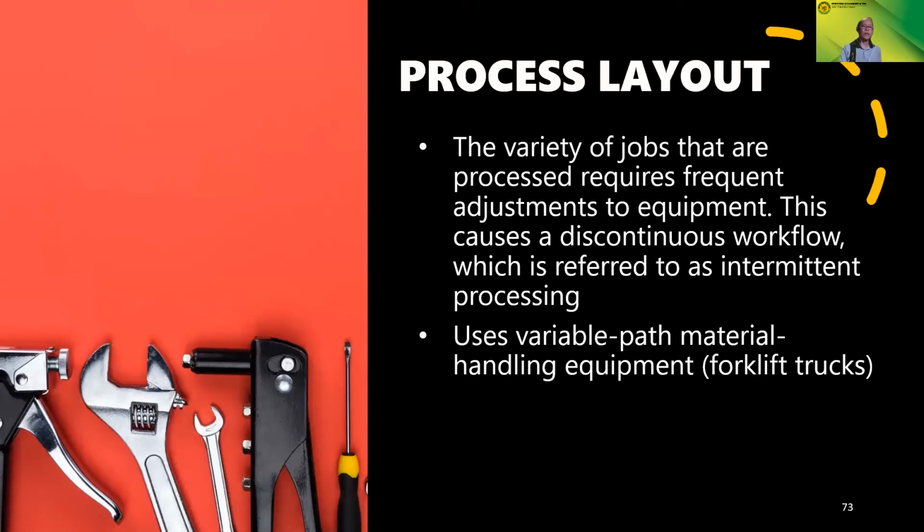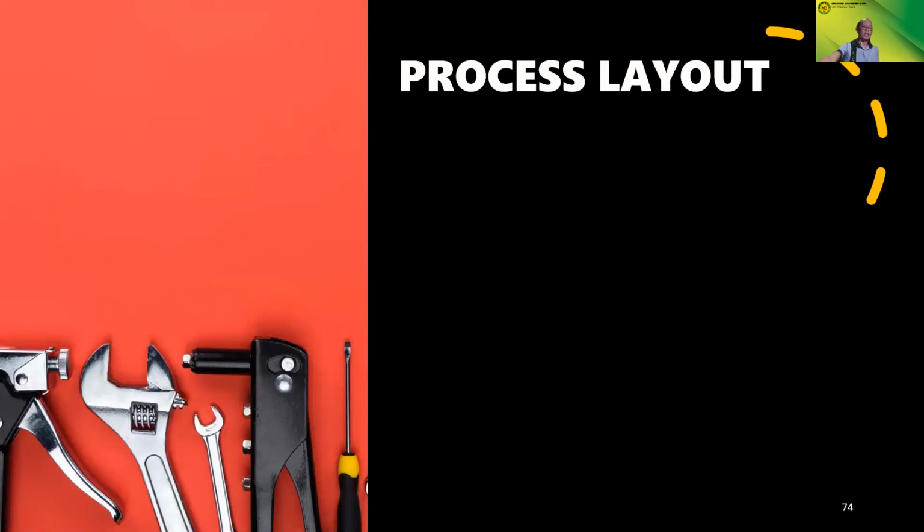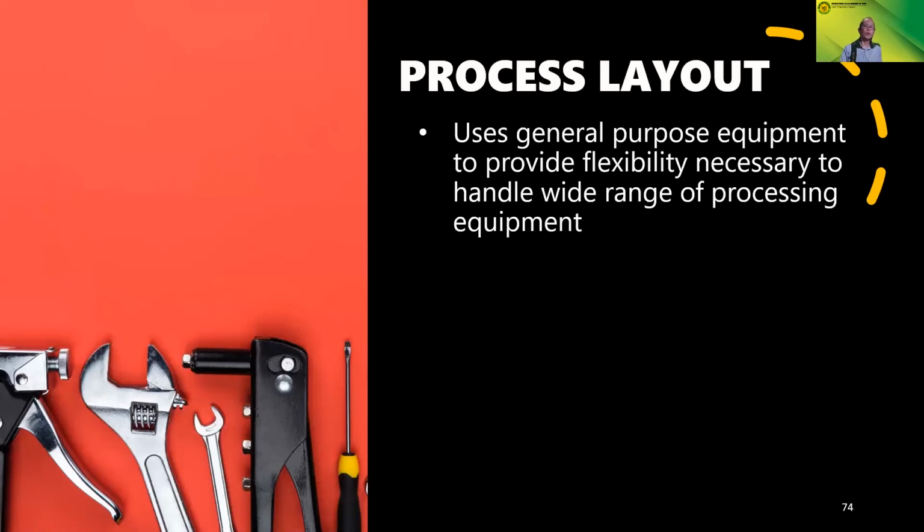Consequently, variable path material handling equipment such as forklift trucks and jeeps is needed to handle the variety of routes and items. The use of general-purpose equipment provides the flexibility necessary to handle a wide range of processing requirements. Workers who operate the equipment are usually skilled or semi-skilled.